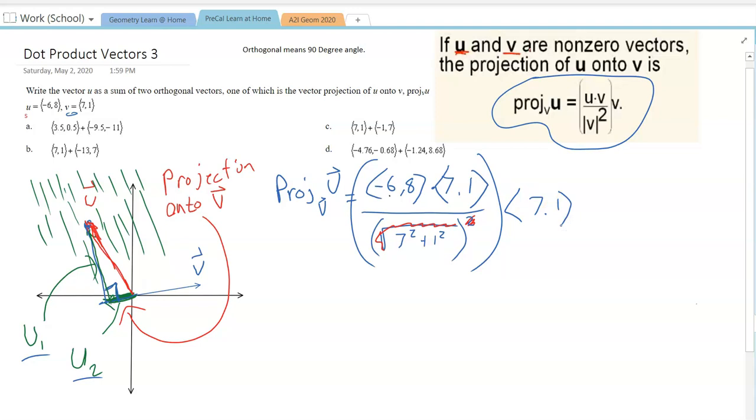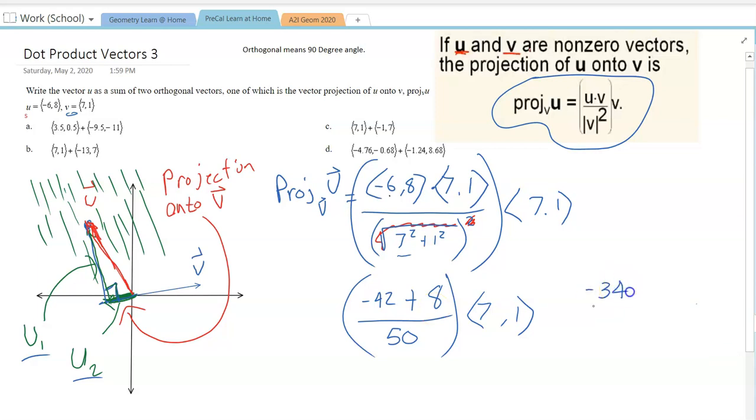So the first thing we can do here is the dot product in the top. Negative 6 times 7 is negative 42. 8 times 1 is 8. And in the denominator, 7 squared is 49, and 1 squared is 1, so 49 plus 1 is 50. And we end up getting negative 42 plus 8 is negative 34 over 50, times 7 and 1.